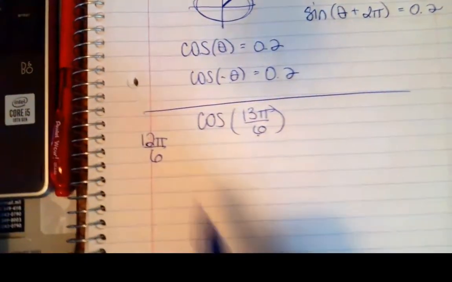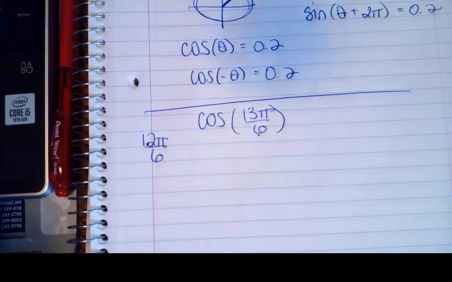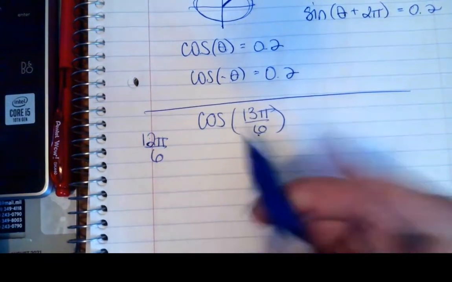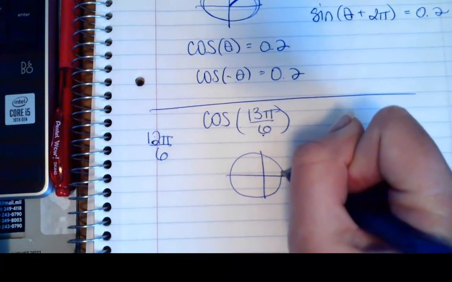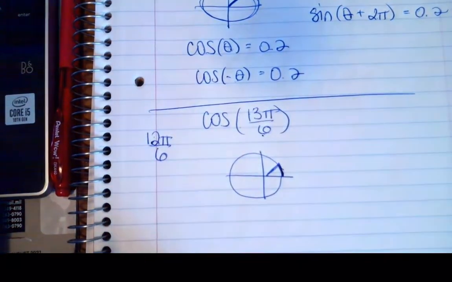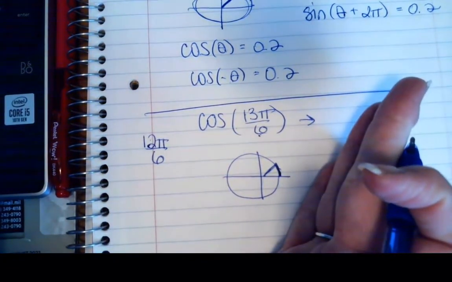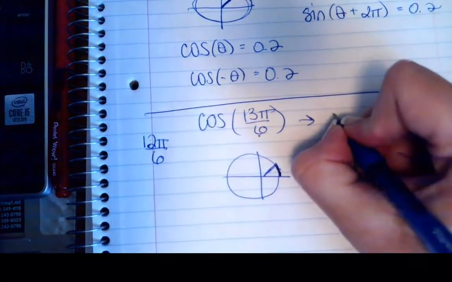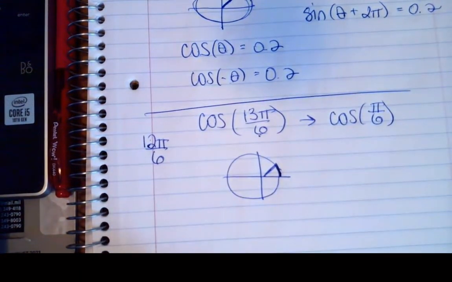Okay, so what happens is I'm an additional pi over 6 into the next lap. So I'm going to use the periodicity of the function, which means my values will repeat every 2 pi. So I now know that I am 12 pi's over 6 around, and I'm going to go an additional pi over 6 to get to 13 pi's over 6, which means by the period of the function and by the fact that these two angles are coterminal, I find out that this is going to give me the same ratio as cosine of pi over 6.